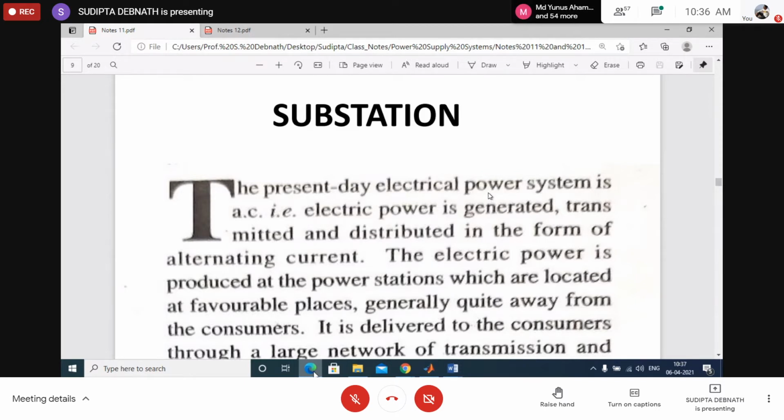And what can be the other functions? Maybe in some cases the DC voltage is required. So this can also be the function of a substation: to transform AC to DC, or DC to AC. Sometimes in some industries they need special frequency. Our frequency is 50 hertz. So for some special purpose, if frequency needs to be varied, that is also done in the substation.